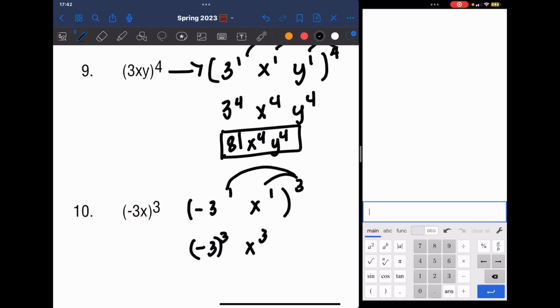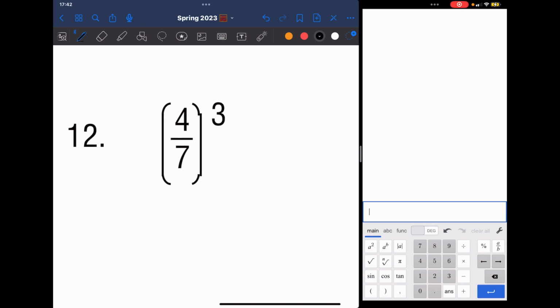So we're going to put this into the calculator, parentheses, negative 3, and then close my parentheses, raise that to the 3rd. So I get -27x raised to the 3rd. Whole thing in the parentheses. So if you see parentheses on your page, you need to put parentheses into the calculator.